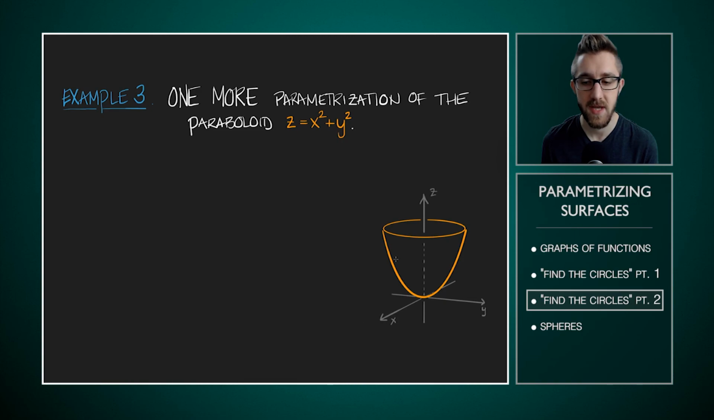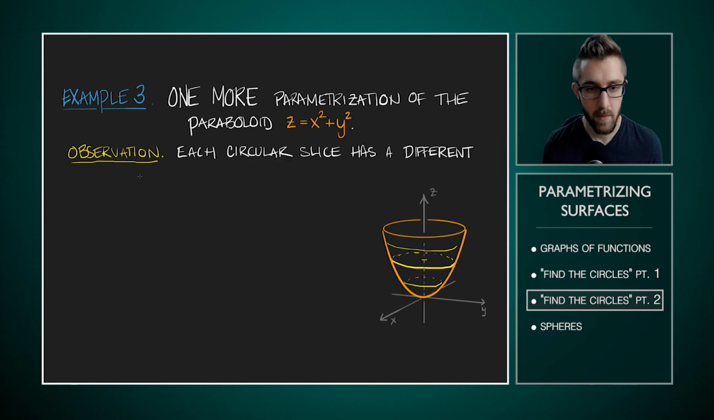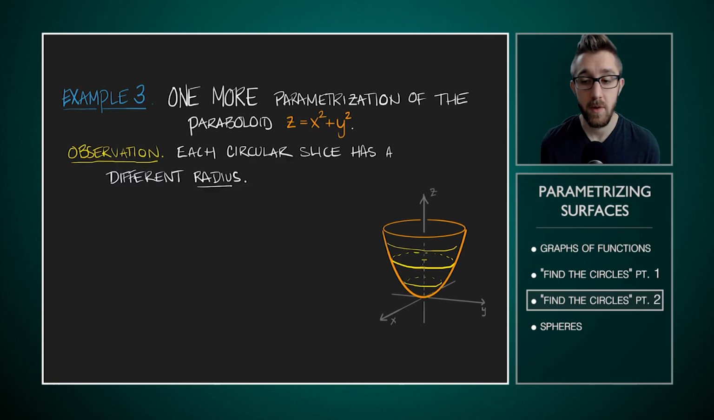So for our third example, we're still going to make reference to these circular cross sections, except we're going to note that instead of every one of these having a different z coordinate, each of these circular cross sections has a different radius. So whereas before we were thinking about the circles as all having different heights, now we're going to think of them as all having different radii. And so that will lead us towards our roles for the parameters.